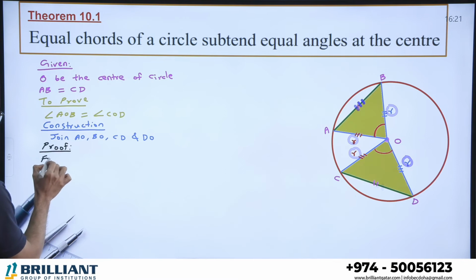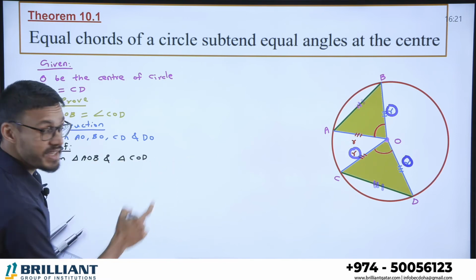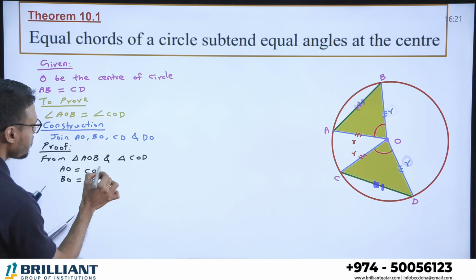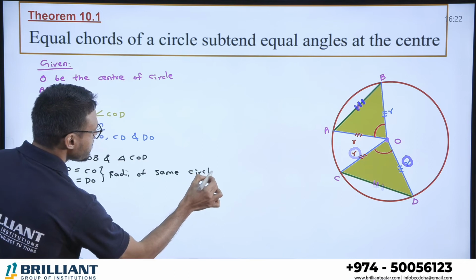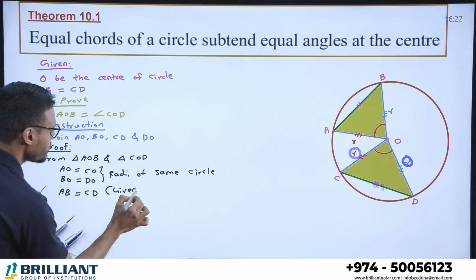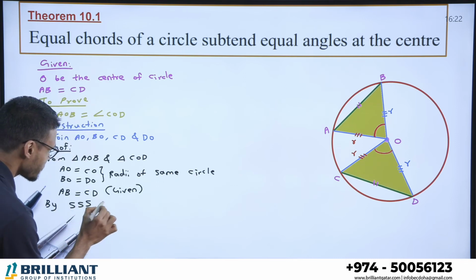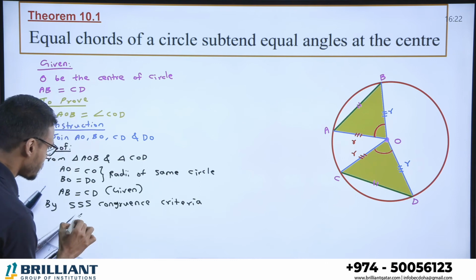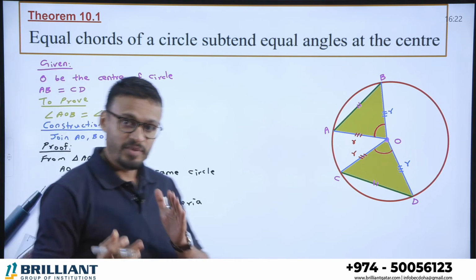So, from triangle AOB and triangle COD, what are the equal measurements? AO is equal to CO, BO is equal to DO. Reason? Radii of the same circle. Then what is given already? AB equal to CD. They are equal chords, already given. AB is equal to CD, given. So, by which criteria? SSS. By SSS congruence criteria, triangle AOB is congruent to triangle COD.